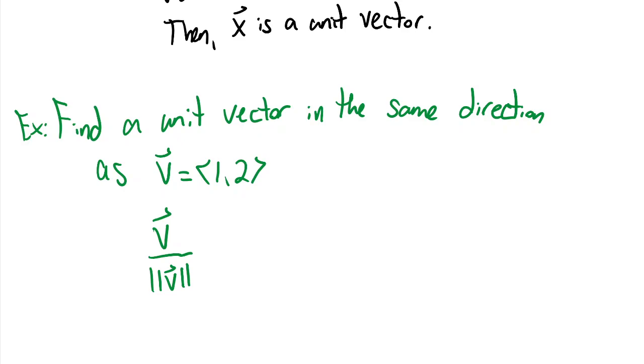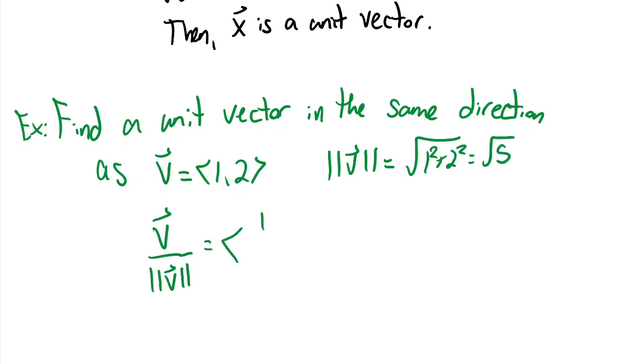So you want to go through the calculation, of course, right? Like the magnitude of v is equal to the square root of 1 squared plus 2 squared, so square root 5. So this would be equal to (1 over root 5, 2 over root 5). And this would be our answer. Okay, so this is a unit vector now. You can find the magnitude if you want, and you'll see that it's 1. And it's going in the same direction as v. Okay.